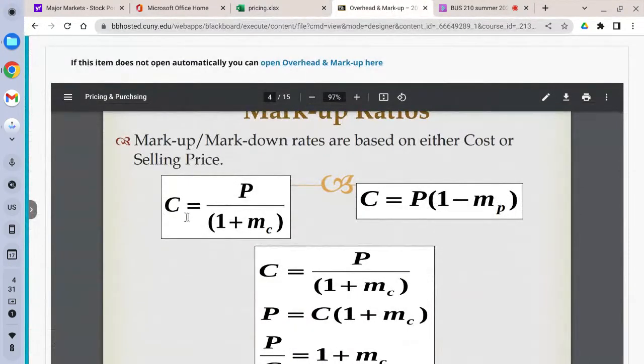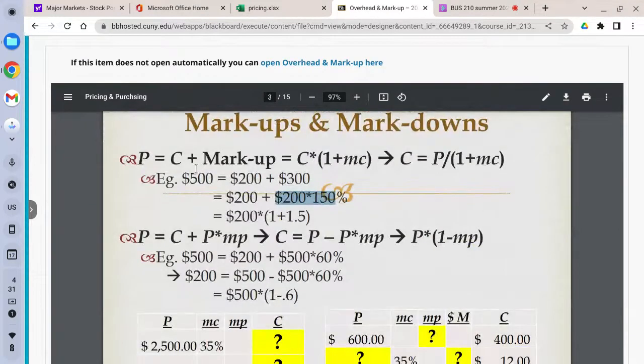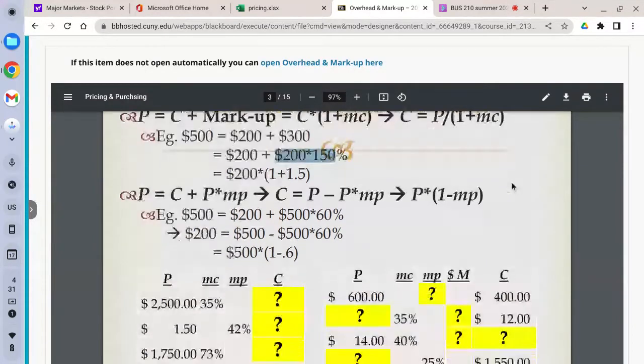If the markup rate is based on cost, this is how you find the cost. I mean, think about it. If the markup rate is based on price, basically price is cost times 1 plus markup rate. So if you solve this equation for cost, it will have to be cost equals P over 1 plus MC, right?